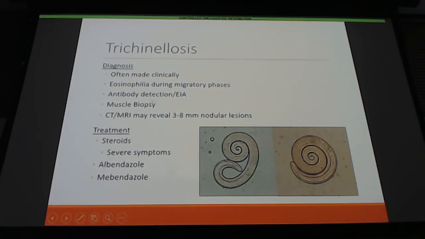These guys do like striated muscle, so we may be able to do muscle biopsies if you do see them. You can do a CT or MRI. All it's going to tell you is there are 8 millimeter nodular lesions. The problem with that is it doesn't tell you what this thing is. So you're probably going to end up having to go in there and do a biopsy.